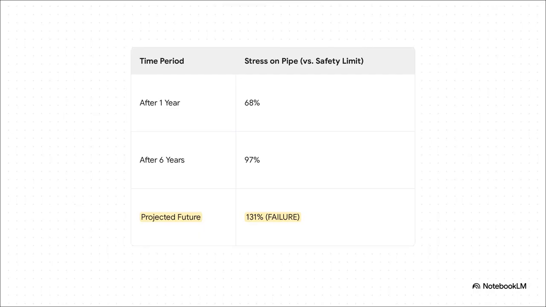And all that bending put incredible stress on the pipe. Think of it like a ticking clock. After just 1 year, the stress on the pipe was already at 68% of its safety limit. Fast forward to year 6, and it's at 97%. It was literally on the verge of breaking. In fact, the simulation projected that if nothing changed, the stress would have eventually hit 131% of the safety limit. Failure wasn't just possible at that point. It was basically a guarantee.